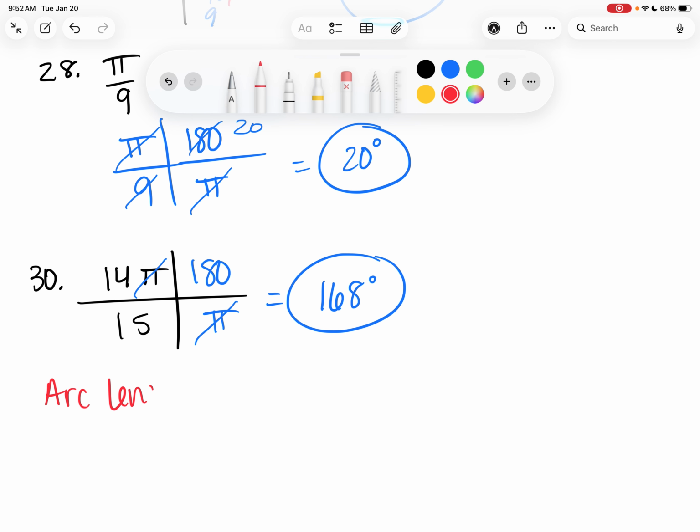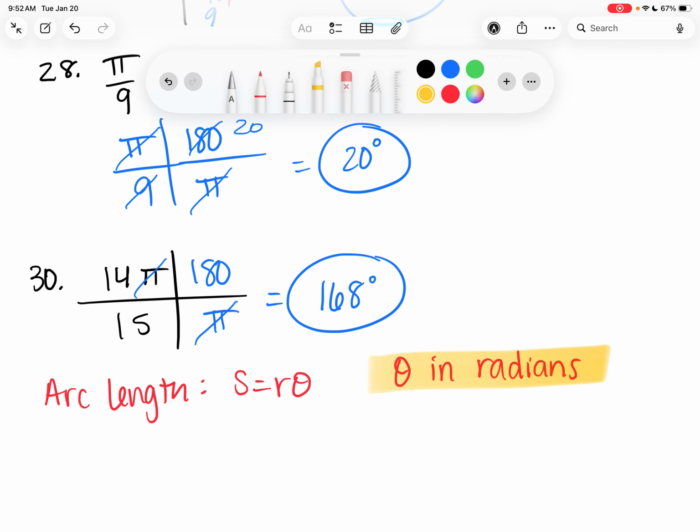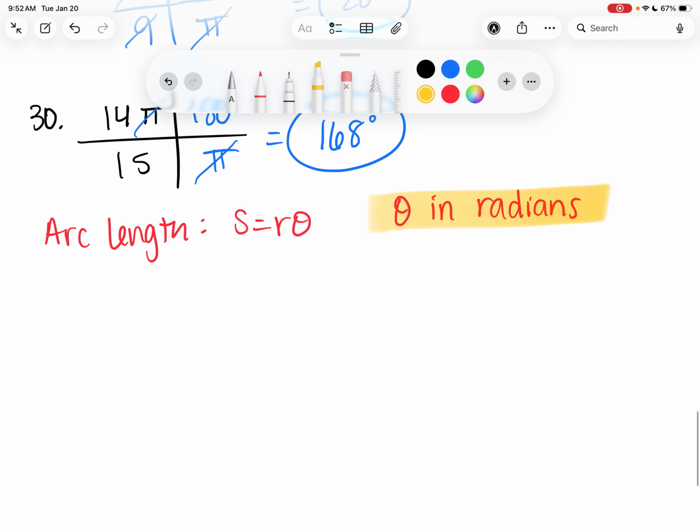Arc length is the formula S equals R theta. Okay. Now, I'm going to highlight this thing. Theta is in radians. Not beta. No, not beta. Theta is in radians. Okay, that is key. If it is not in radians, the problem will be wrong. Not because I want to mark it wrong, but because the formula does not work if it is in degrees. It only works in radians.